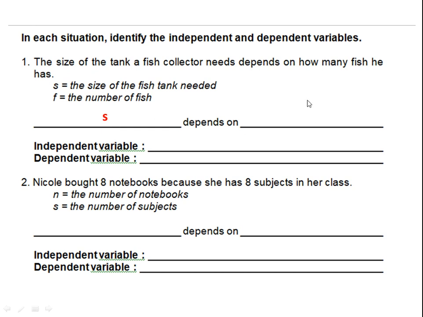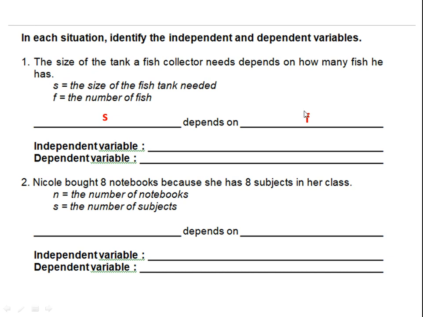Sino naman yung nakalagay dito? So, in the given, depends on. So, kung ano yung statement after that, yun yung ilalagay natin sa second blank. How many fish he has? The number of fish is denoted by F. Okay, S depends on F. In Tagalog, S dumedepende kay F.